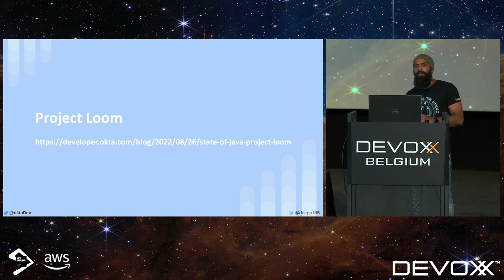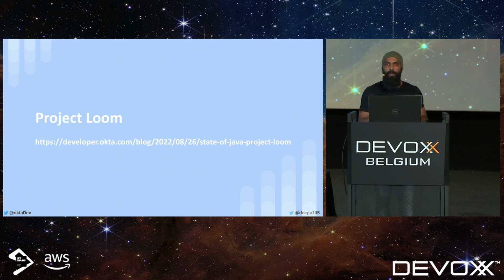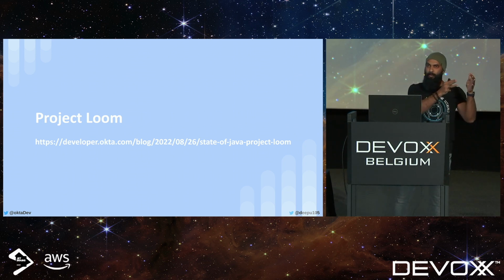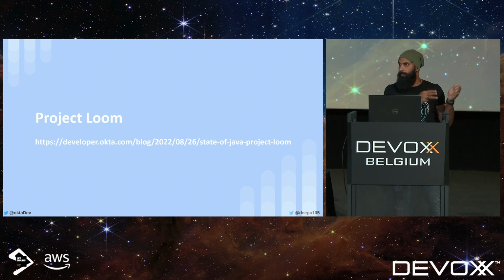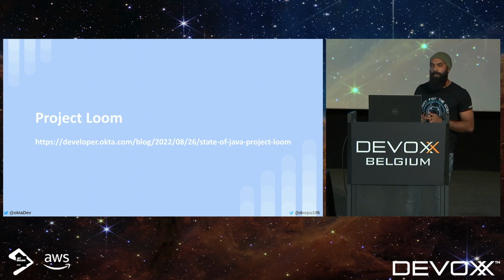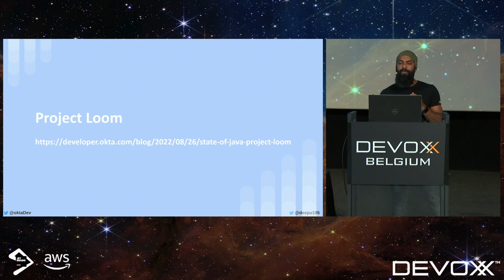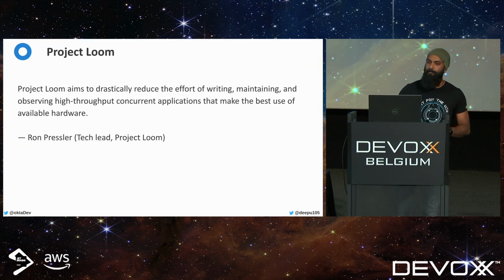So Project Loom aims to fix some of these issues. The main two patterns that we spoke about, the thread per request model and multi-threading, the splitting of tasks across threads. These are the two main use cases that Project Loom tries to solve. It does so by introducing two new features, virtual threads and structured concurrency.